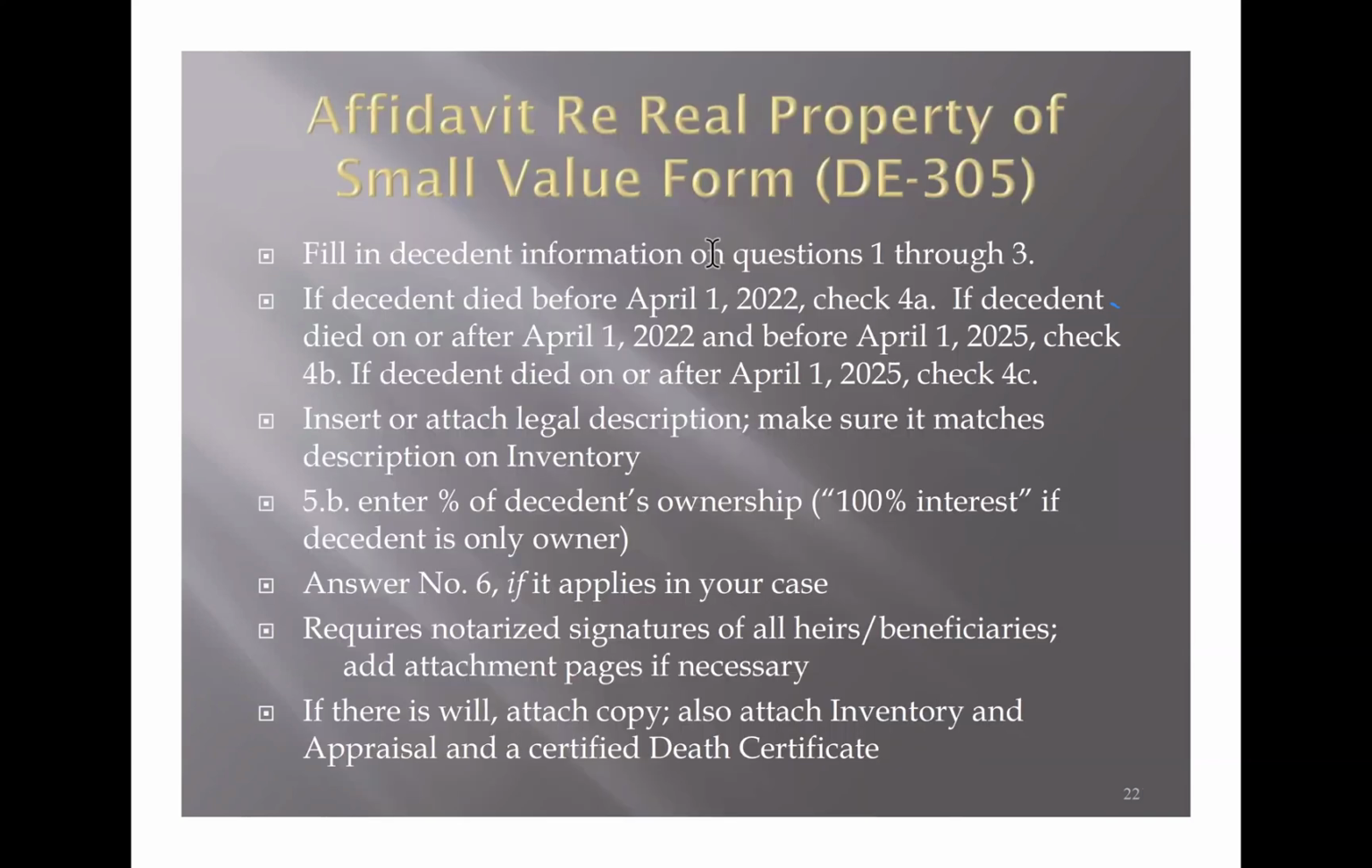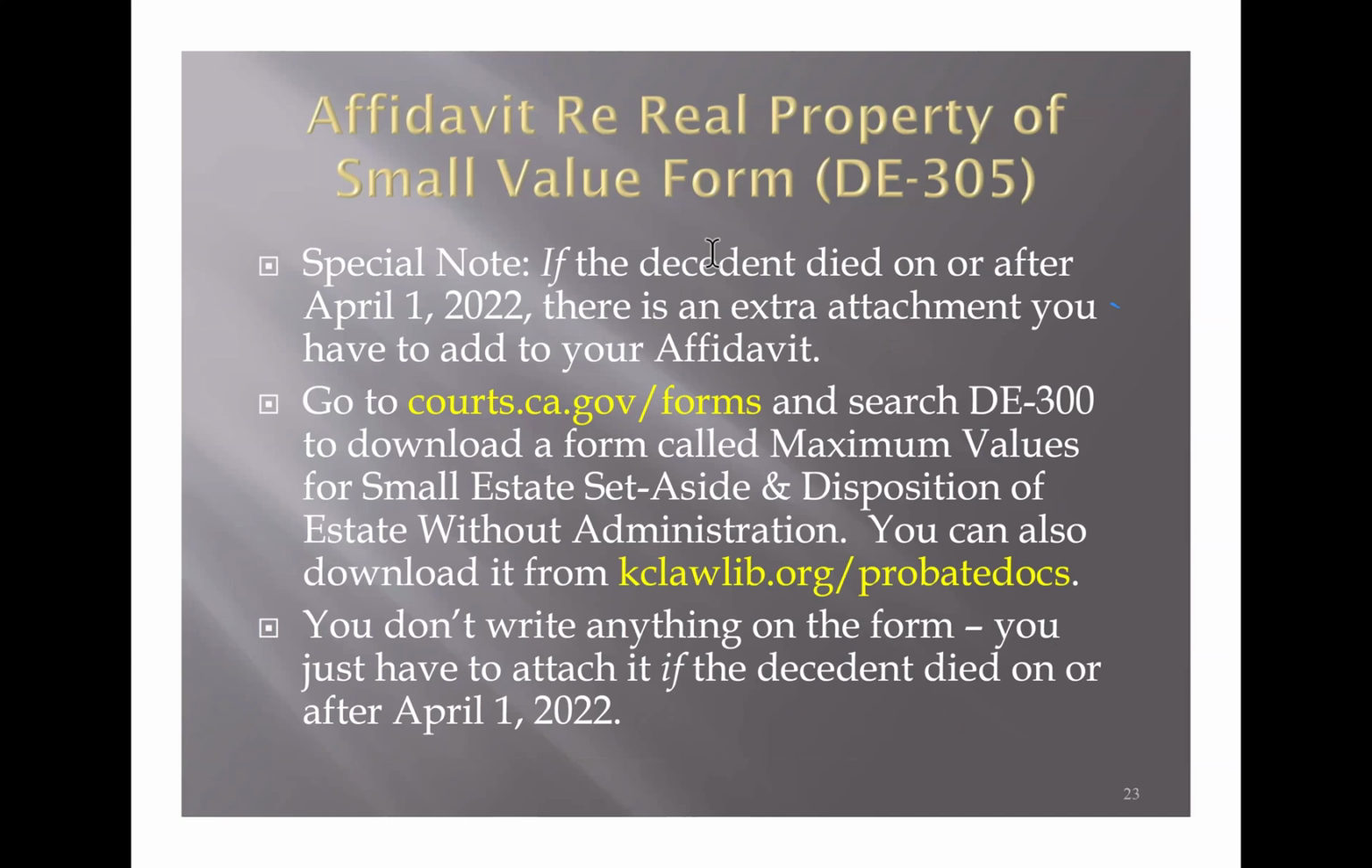Okay, so here is written down for you to go back and refer to, because this slideshow will be on the website and you can go and watch it again. Here are the written instructions. You will have to attach a copy of the will, if there is one, in addition to the inventory and appraisal and the certified copy of the death certificate. And here was where I'm talking about that additional attachment, DE 305, that you just have to print out and attach. You don't have to fill out anything on it.